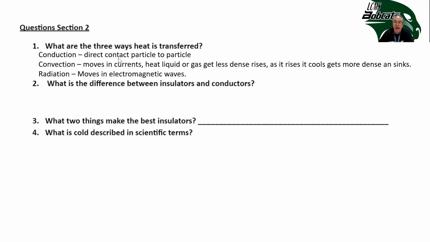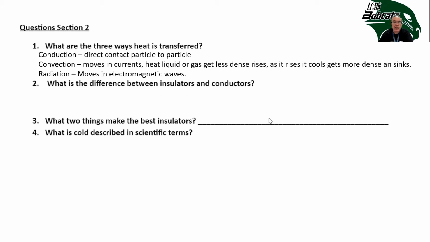Combustion, which is direct contact, particle to particle. Convection, where the heat moves in a current. And basically what's happening, the heated liquid or gas gets less dense and it rises. As it rises, it begins to cool and becomes more dense and it sinks. So there's this constant process of rising and sinking, and then it starts swirling.